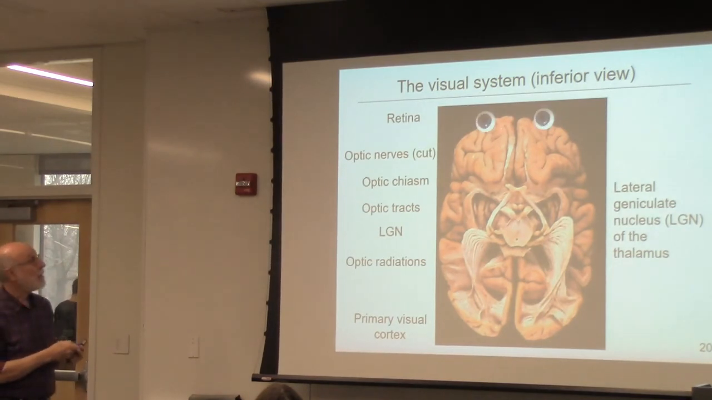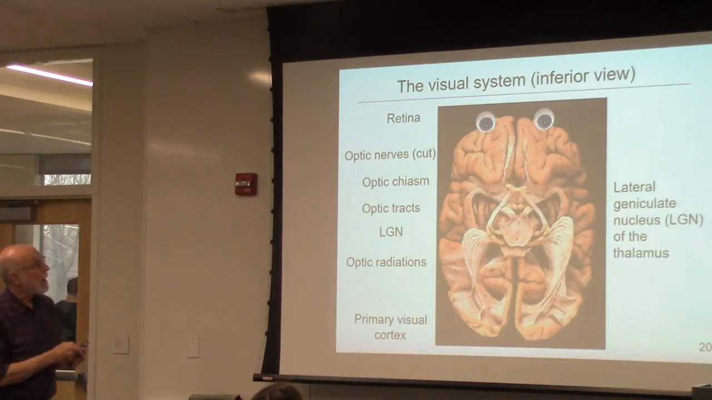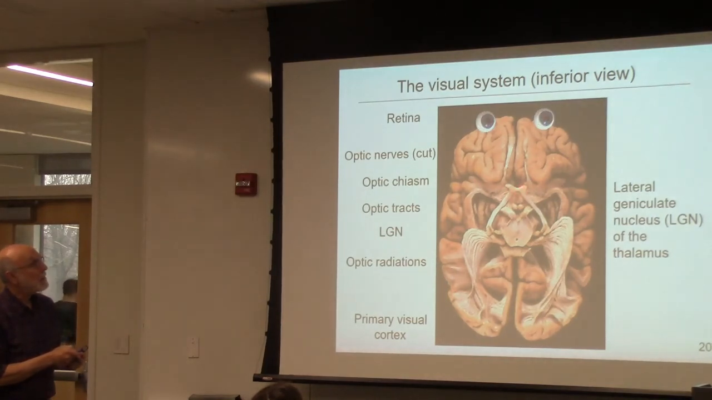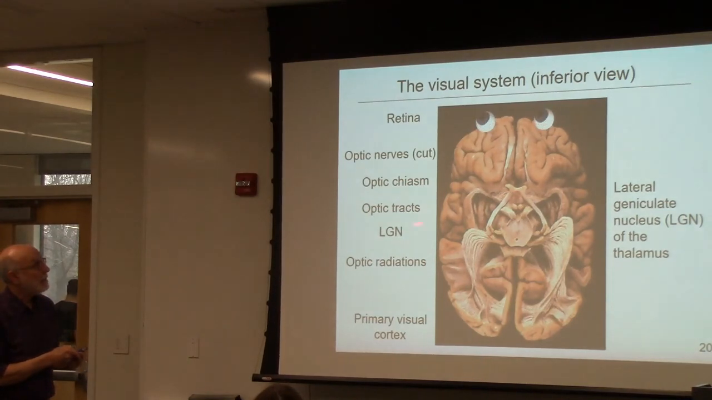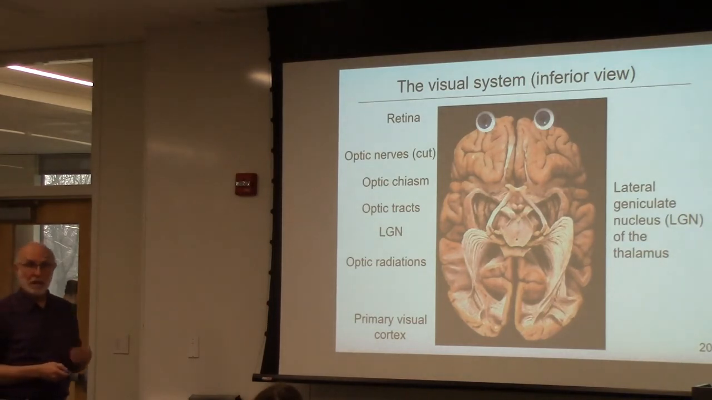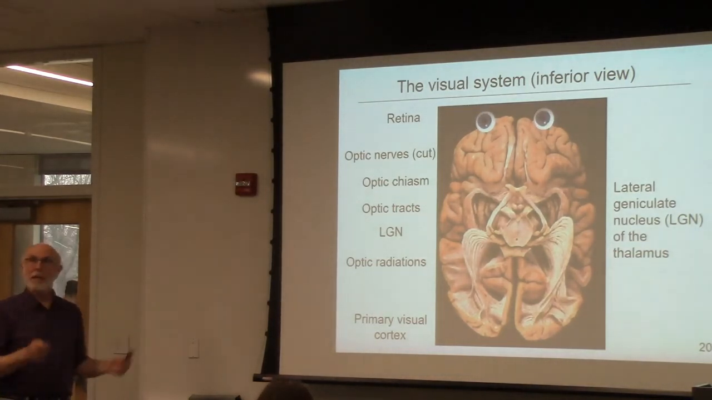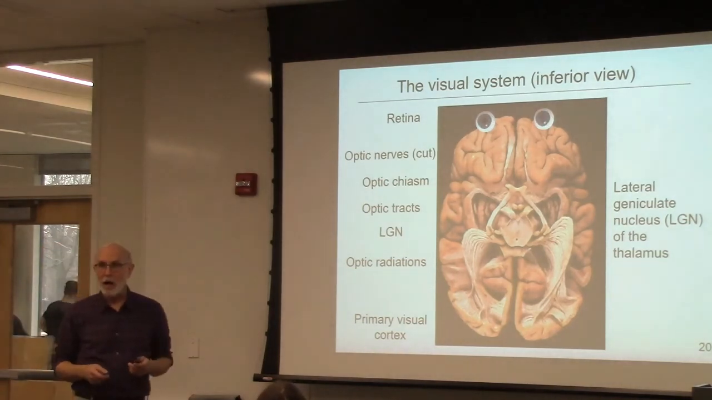So we're going to talk about the retina. The information gets from the retina to the brain by the optic nerve, which is not shown here because it's been cut. We'll talk about what happens at the optic chiasm. We'll talk about the thalamus, the lateral geniculate nucleus of the thalamus. We'll talk about the neurons that take information from the lateral geniculate nucleus of the thalamus to the visual cortex in the posterior occipital lobe. So that's a big, fat overview of where we're going.